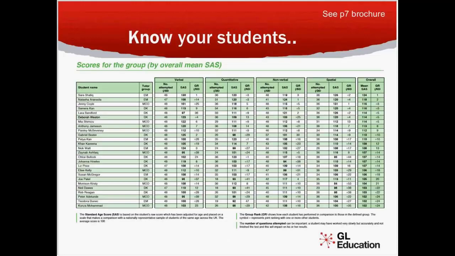This is a group report for teachers. So this lists all the students in a particular class, and it shows you their relative abilities verbally, quantitatively, non-verbally, spatially, and then their overall score. I'm going to talk a lot more about what you can do with this individual data shortly. So we'll move from the group report.